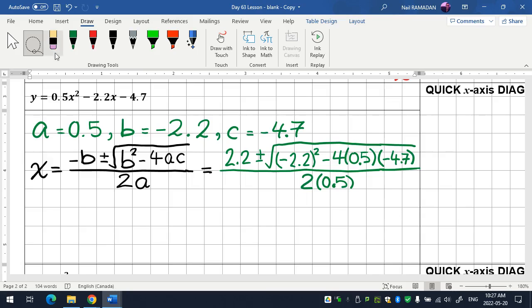Obviously, I'm not going to touch this 2.2. Yep. Yeah, go ahead. Hold on. Let me just fix this one. Sorry, did I make a mistake? No. C is negative 4.7. A, B, C. Did I make a mistake? Oh, okay. All right. So everything's good.